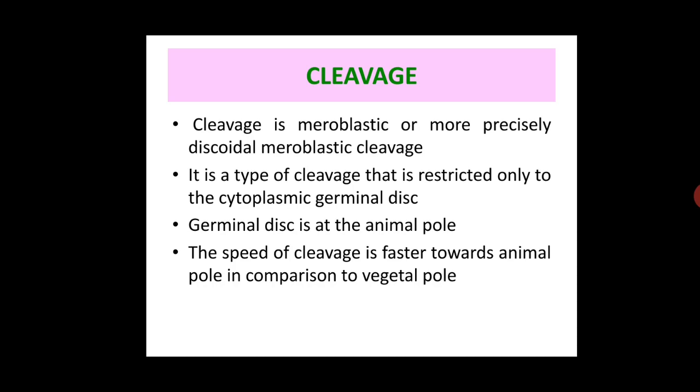Cleavage is meroblastic, or more precisely discoidal meroblastic cleavage. It is a type of cleavage that is restricted only to the cytoplasmic germinal disc. Germinal disc is at the animal pole. The speed of cleavage is faster towards animal pole in comparison to vegetal pole. This difference in speed of cleavage is due to inertness of yolk.